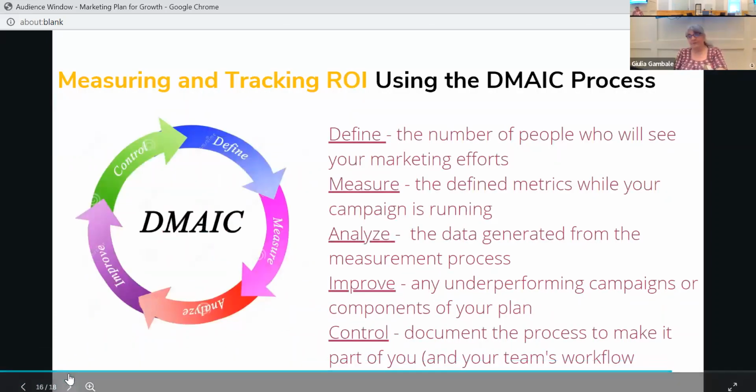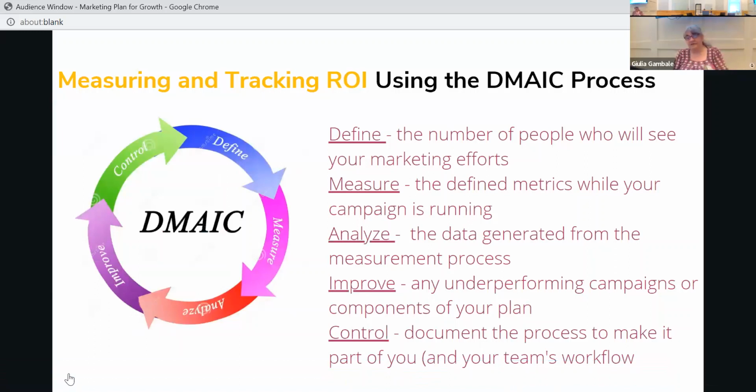And then the last thing that I wanted to cover, because I have 2 minutes, is this measuring and tracking ROI formula, right? So it's define, measure, analyze, improve, and control, right? So all of these are defined. The number of people who will see your marketing effort, measure the defined metrics while your campaign is running.